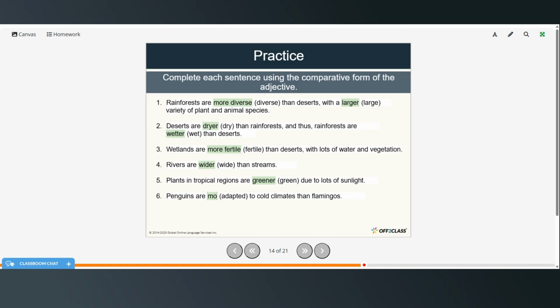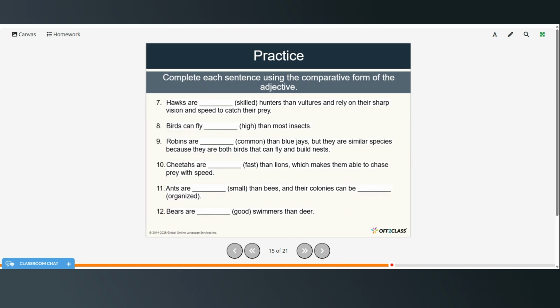Penguins are more adapted to cold climates than flamingos. Hawks are more skilled hunters than vultures and rely on their sharp vision and speed to catch their prey. Birds can fly higher than most insects.